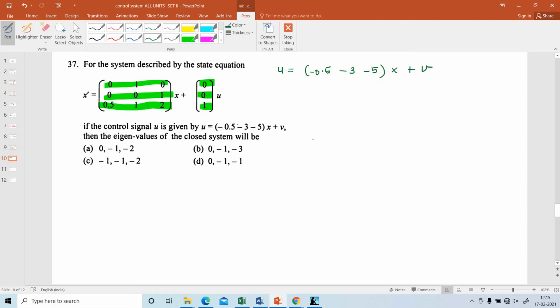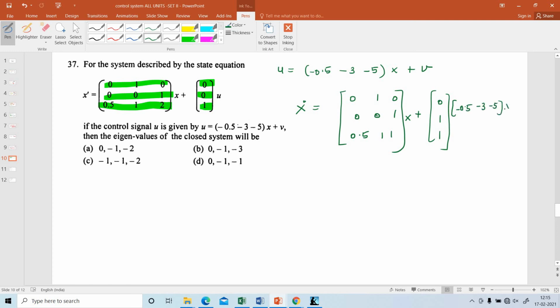So from this, what is x dot? X dot equal to 0, 1, 0, 0, 0, 1, 0.512 into x plus 0, 1, 1 into minus 0.5, minus 3 into x plus v. Okay. Now I am going to multiply this. Here this is 3 cross 1, row is 3, column 1. Here this is 1 cross 3. So we get a 3 cross 3 matrix finally.